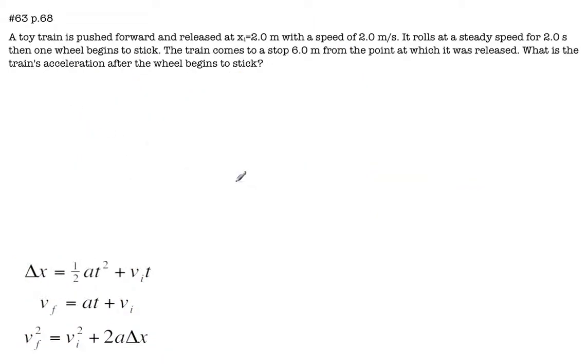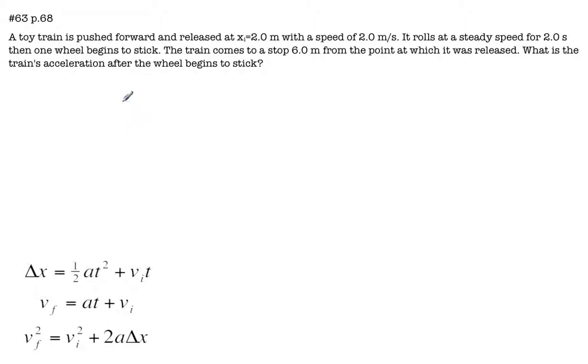Problem number 63 says a toy train is pushed forward and released at x equals 2 meters with a speed of 2 meters per second. It rolls at a steady speed for 2 seconds, and then one wheel begins to stick. The train comes to a stop 6 meters from the point at which it was released. What is the train's acceleration after the wheel begins to stick?